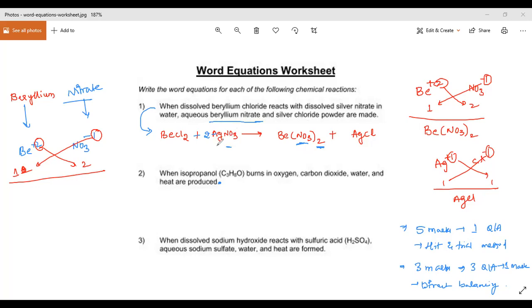How many silvers are there on the reactant side now? 2. What about the product side? 1. Just multiply with 2 again, right? So 2 silvers are there. Now 2 chlorines are there, and again 2 chlorines here, right? That's all, the equation is balanced. Got it?